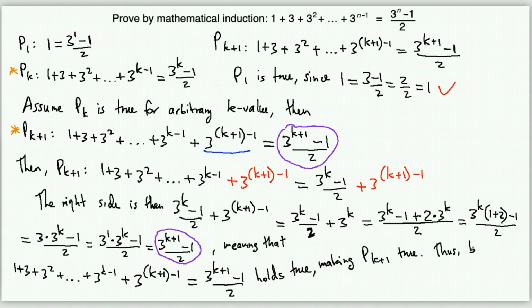Thus, by the principles of mathematical induction, P(n), the given statement on the top, is automatically proven true, right? Holds true for all n.